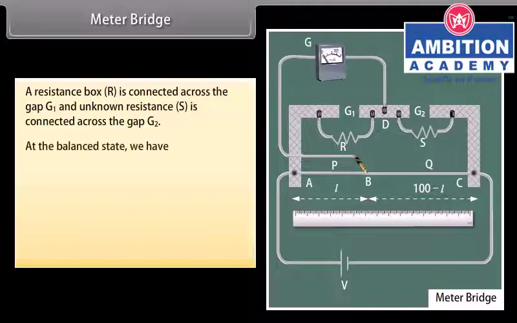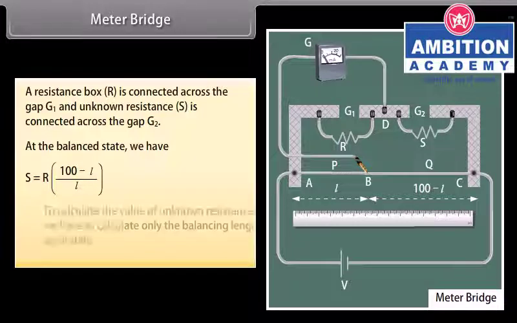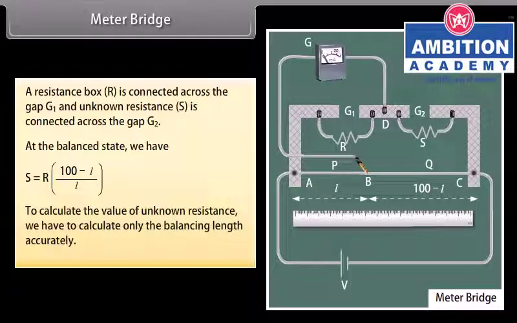At the balance state, we have S = R × (100 − L)/L. To calculate the value of unknown resistance, we have to calculate only the balancing length accurately.